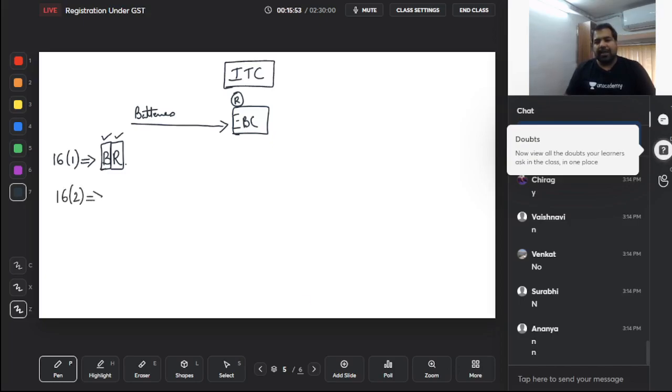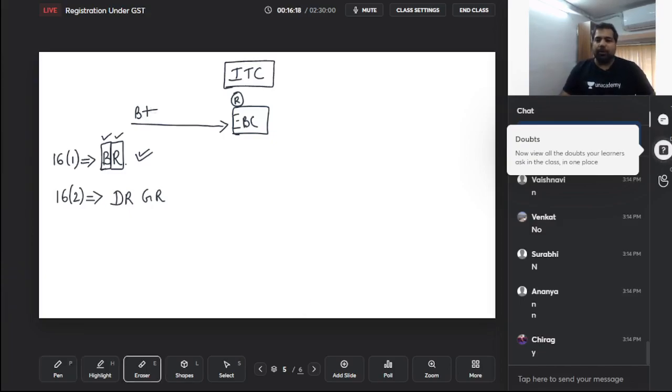16.2 says that, okay, these conditions may be fulfilled. Congratulations. But we need 4 more conditions, and that shortcut is DRGR. That is the shortcut, guys. DRGR is the shortcut. Now, let's check what is this DRGR. First, I'm just diagrammatically putting it here. What is this DRGR?